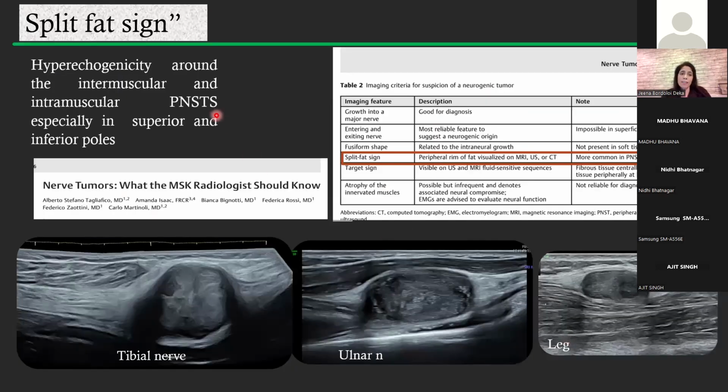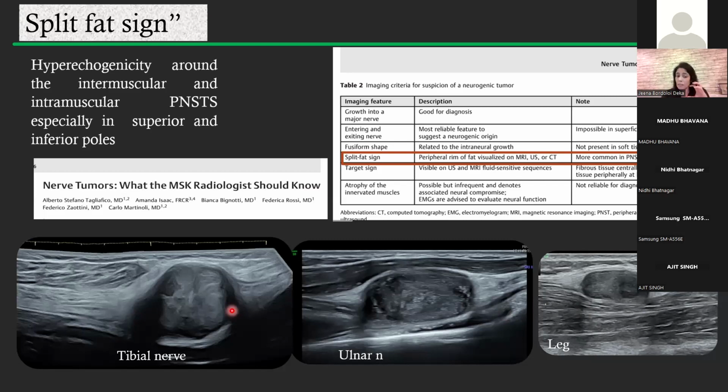So coming to the split fat sign, which I spoke about before. This is basically the hyperechogenicity around the PNSTs, which are intermuscular and intramuscular in location. So when I first saw this particular tumor, I couldn't see the entering nerve, but I saw a split fat sign, and later on it was proven to be a PNST. I went back to previous cases, and I realized that all of these cases which I had reported as PNSTs had adiposity in the superior and the inferior poles, the split fat, and each of these tumors were basically intermuscular in location or intramuscular, as in this case.